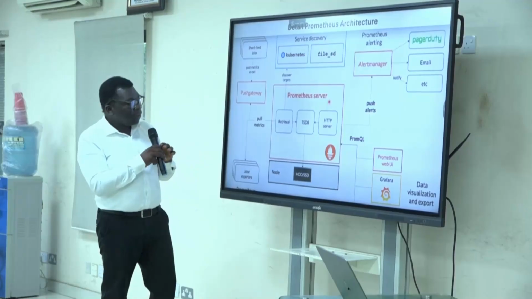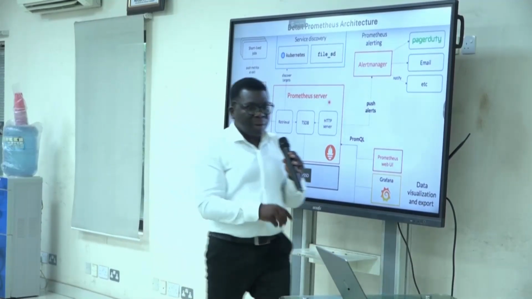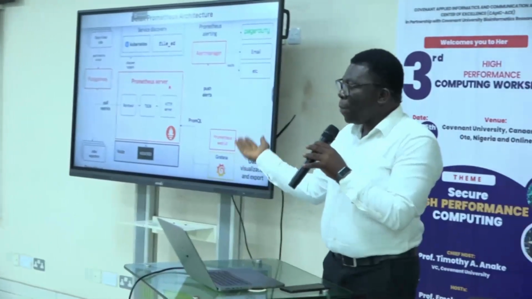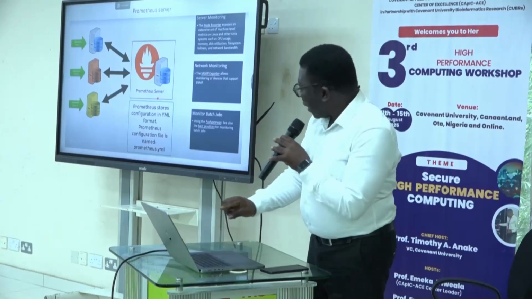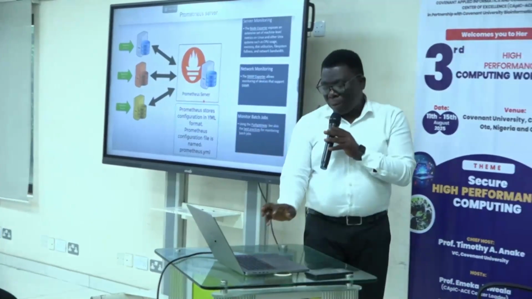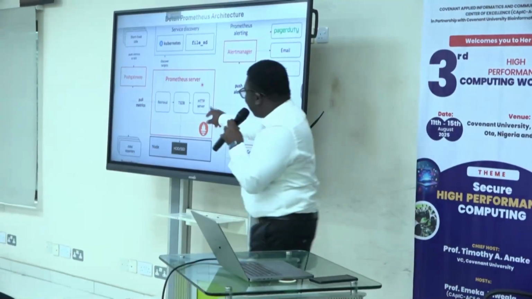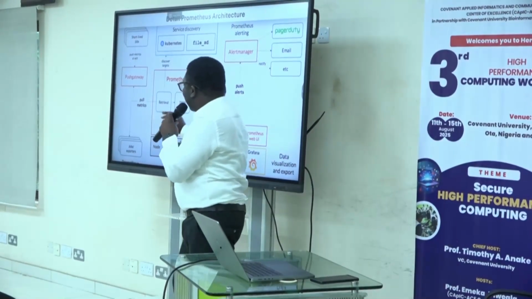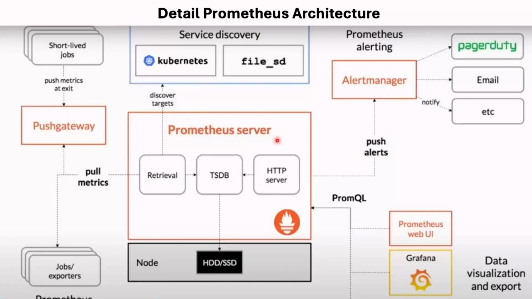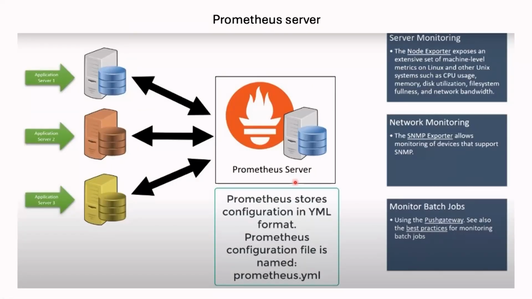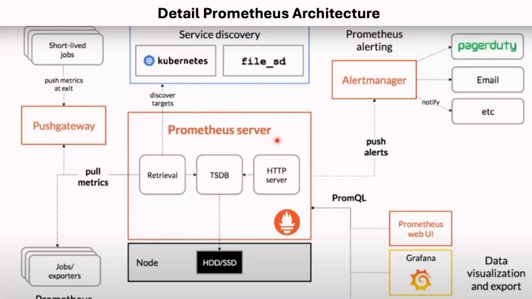Let me explain it again. I want to compare the two diagrams now so that you can see. This is your Prometheus server, and this server does three things. It retrieves information from those three servers that you saw there. They are the ones represented here, the application. Do you get it? Then this is your server.